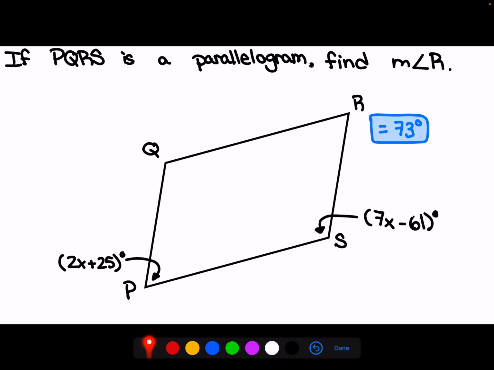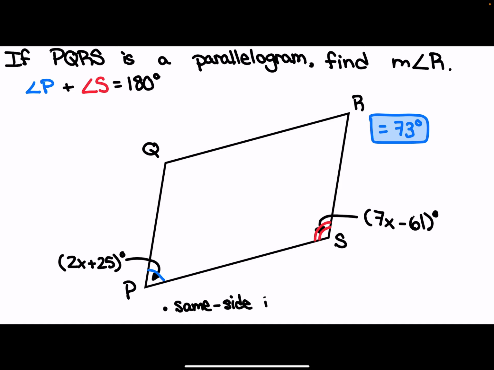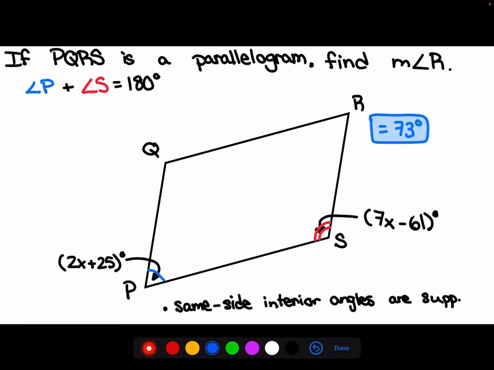And in fact, since it's a parallelogram, we know that parallelograms have two sets of parallel sides, which means that these are same side interior angles, which we know are supplementary. So if that's the case, I can say angle P plus angle S equals 180 degrees. And I'll just go ahead and substitute values in for angle P, 2x plus 25, and angle S, 7x minus 61.